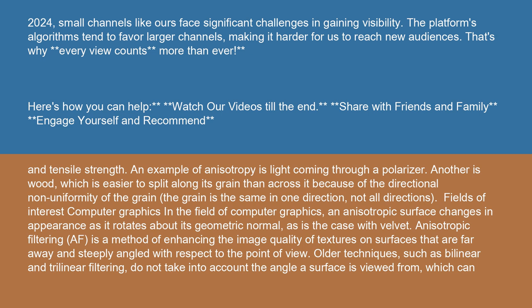An example of anisotropy is light coming through a polarizer. Another is wood, which is easier to split along its grain than across it because of the directional non-uniformity of the grain. The grain is the same in one direction, not all directions.